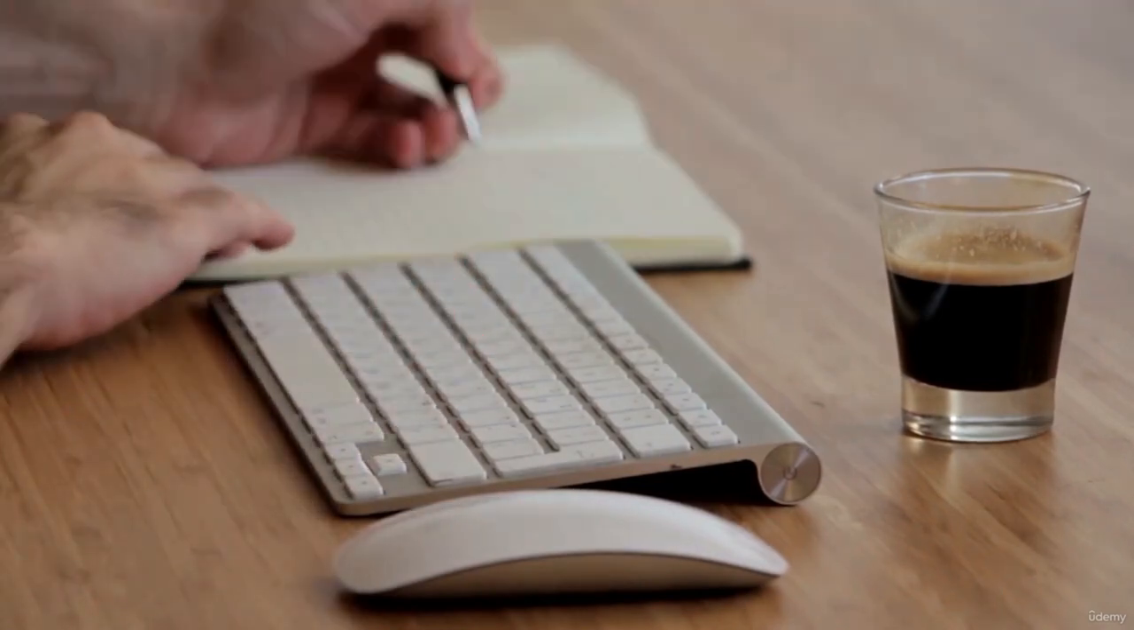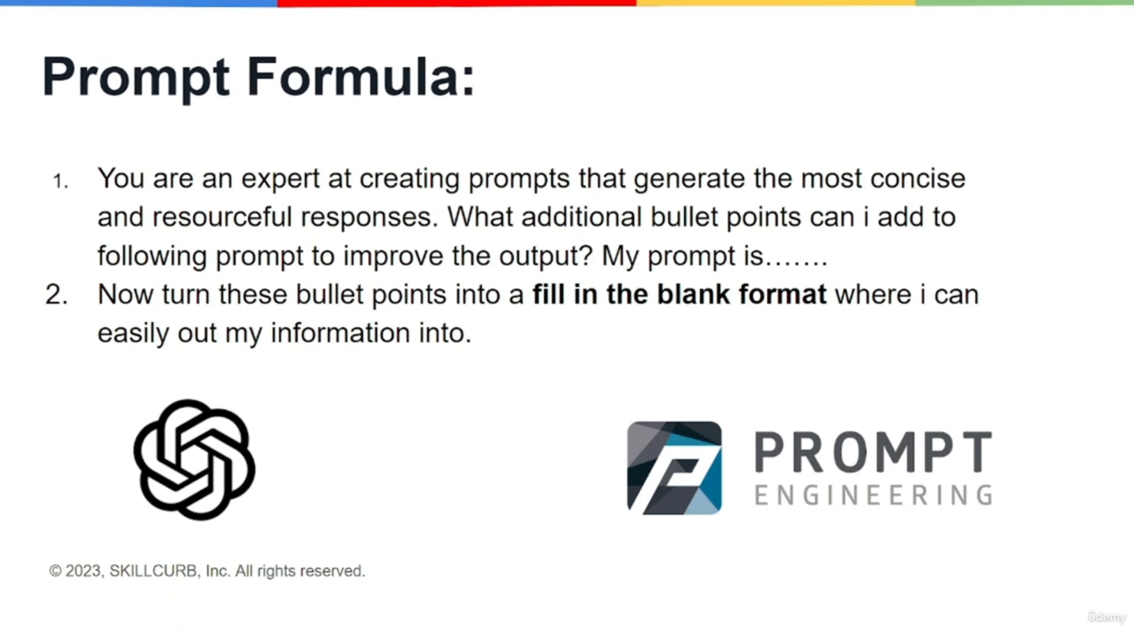So, moving forward, we do have a proper formula for ChatGPT in order to get that suitable fill-in-the-blank format. You're going to say, you're an expert at creating prompts that generate the most concise and responsible responses. So what additional bullets can I add to the following prompt to improve the output? This is one of the techniques we'll be discussing later as well.